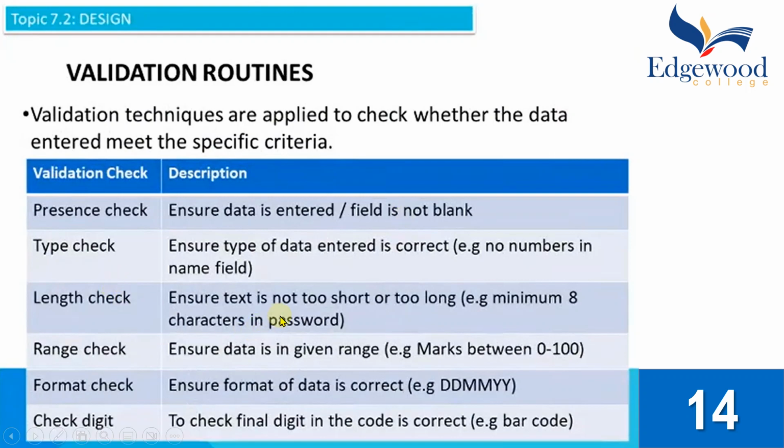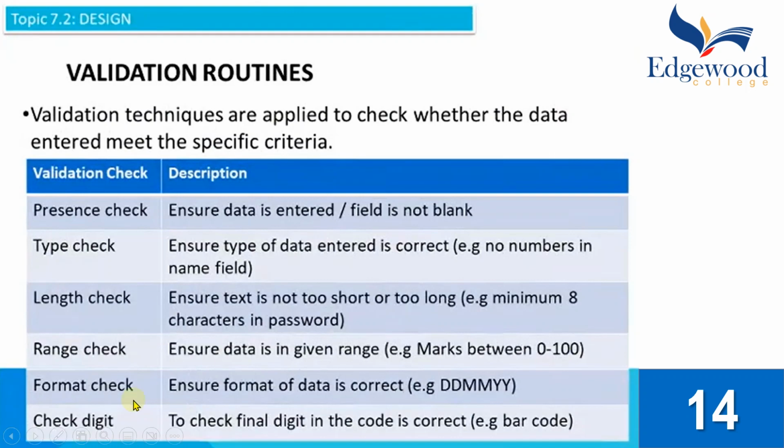Length check ensures that the data is not too short or too long. For example, it can be stated that in this particular field, I want only four characters to be entered. So if it's more than four, it should prompt an error message. Now, the range check ensures data is within a given range. For example, if the marks of students are given from 0 to 100%, there shouldn't be any 101, 102, 103, etc. The range should be specified so that if the end user gives anything outside of it, it should prompt an error.